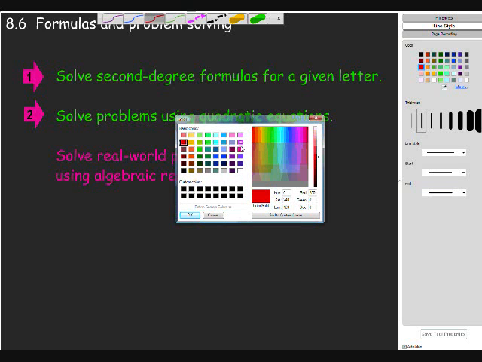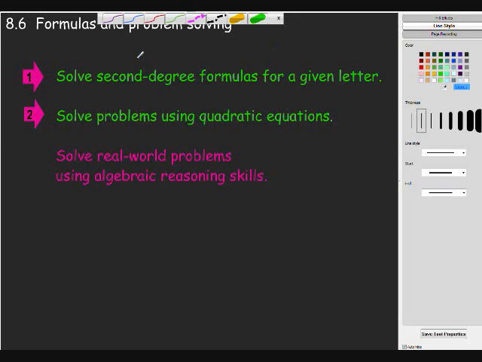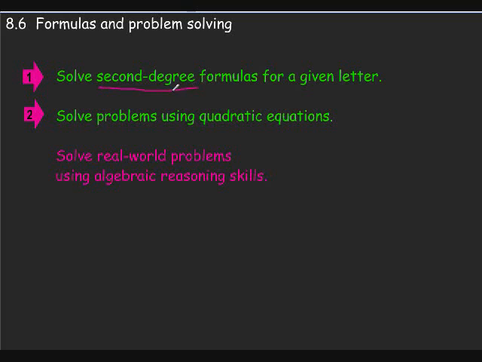I thought I'd get a little bit more interesting color here.